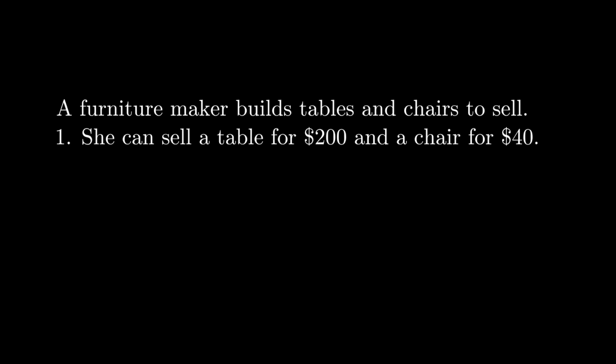I thought it'd be interesting to walk through an example that we can look at graphically. Let's imagine that there is a furniture maker who is making both tables and chairs to sell. She's trying to decide how many tables to build versus how many chairs to build. Let's say that she can sell a table for $200 and a chair for $40. Obviously, nice furniture costs a lot more than this, but let's go with it.